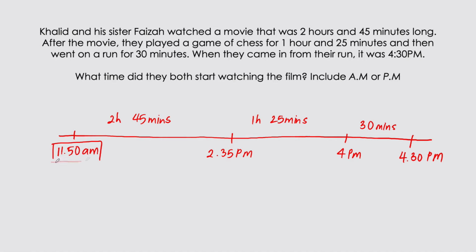11:50 a.m. Okay, so the key to working this question is to really work step by step, but also you got to work backwards from 4:30. So the starting point is actually 4:30, and make sure you're going backwards. A quick note for this question is also to do a quick check. So they started watching a movie for 2 hours 45 minutes, and then they played a game of chess for 1 hour 25 minutes, and then they ran for 30 minutes. So again, do a quick check to see if you have the right order.